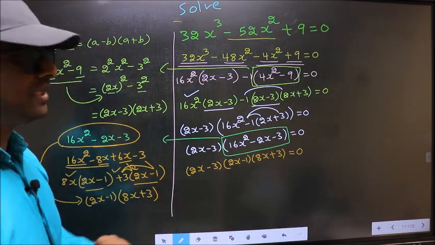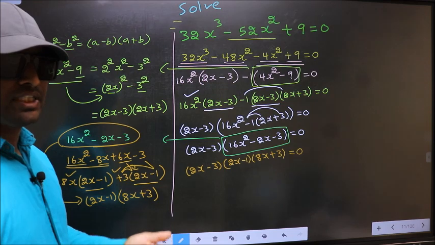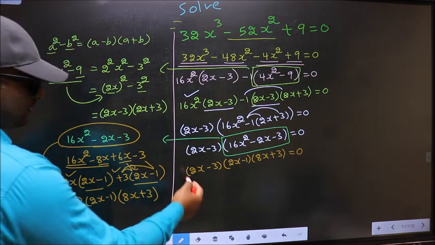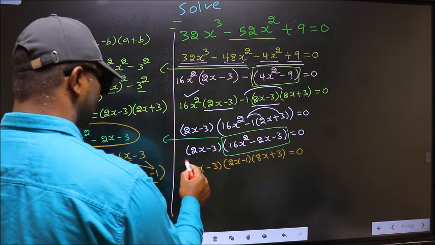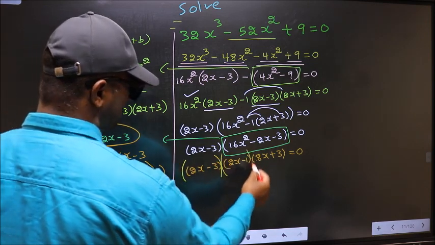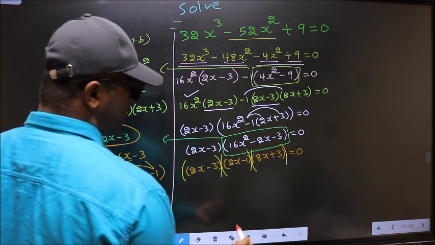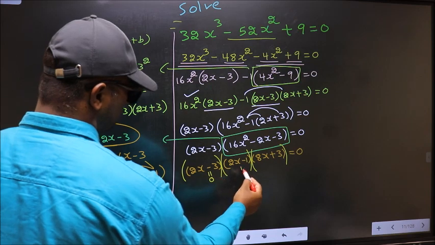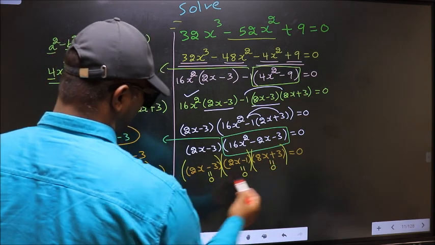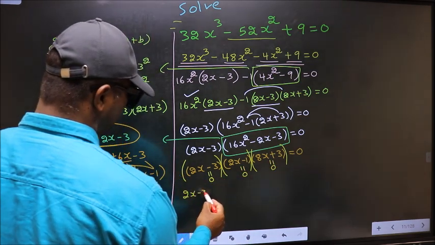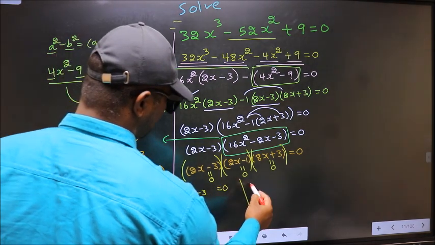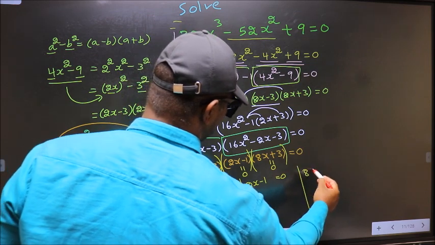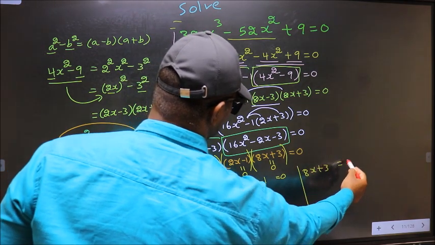They told us to solve, which means we should get the values of x, and over here we got product of brackets equal to 0. So to get x values we should equate each bracket to 0, that is 2x minus 3 equal to 0, 2x minus 1 equal to 0, 8x plus 3 equal to 0.